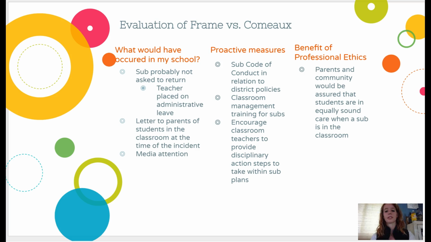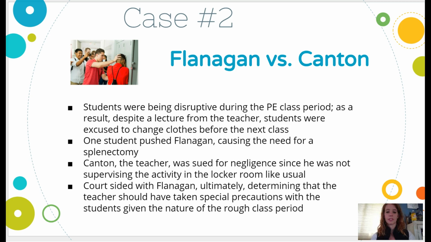As for a set of ethics, the benefit would be that parents and the community would be assured that students are in equally sound care when a sub is in the classroom or a teacher. I think they should expect that kind of care for their students, even when a sub is there. My second case is Flanagan versus Canton.